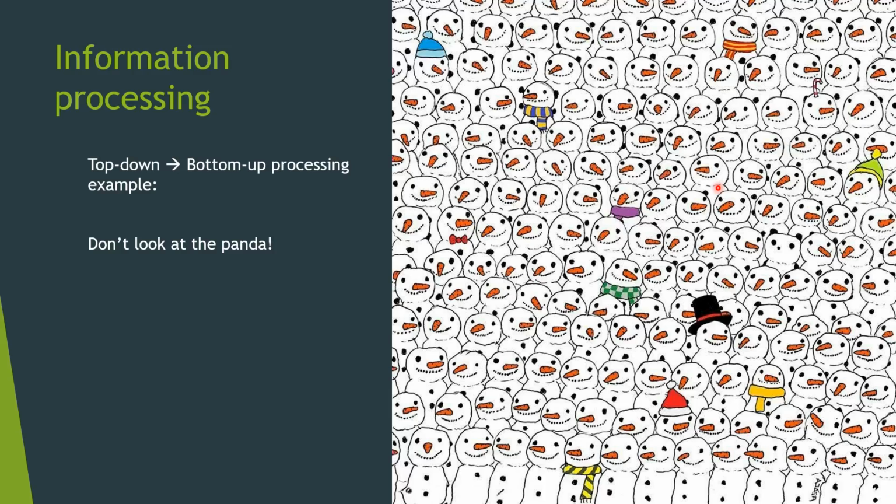Quick, don't look at the panda. Don't look at the panda. It's hard, right? It's hard to not look at the panda or even think about it because, well, first because I'm talking about it, but also because of that top-down processing, because your brain wants to think about the panda. It knows that that's the interesting thing about this image.